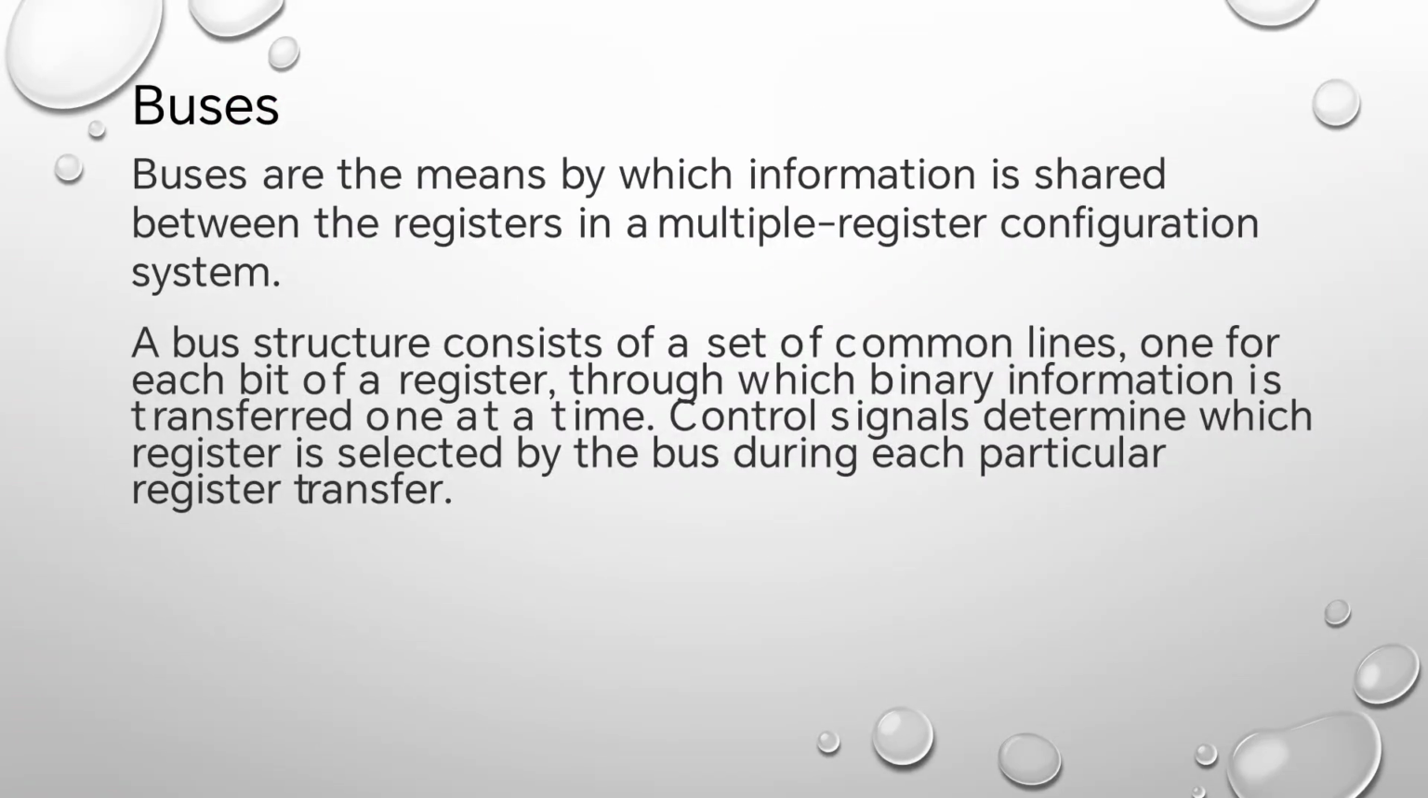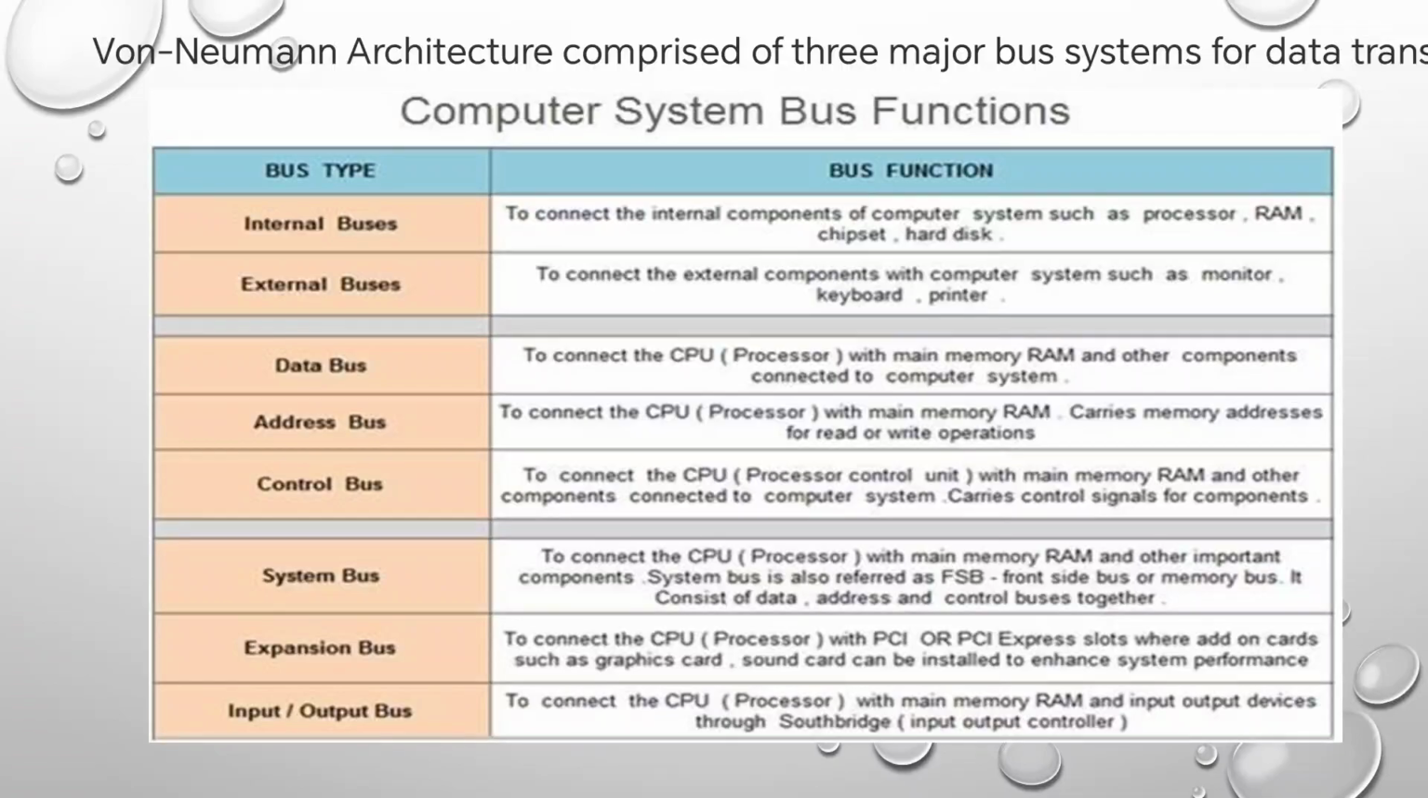Buses. Buses are the means by which information is shared between the registers in a multiple register configuration system. A bus structure consists of a set of common lines, one for each bit of a register, through which binary information is transferred one at a time. Control signals determine which register is selected by the bus during each particular register transfer. Von Neumann architecture comprises three major bus systems for data transfer.